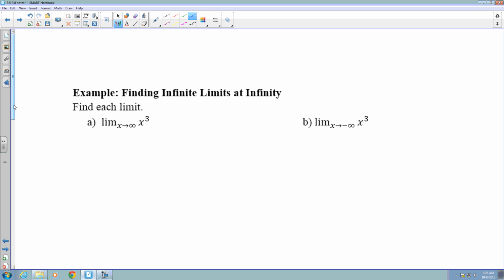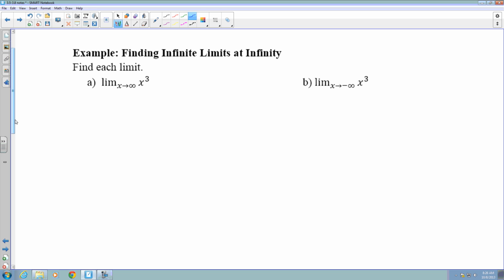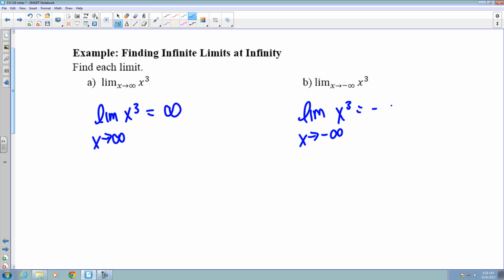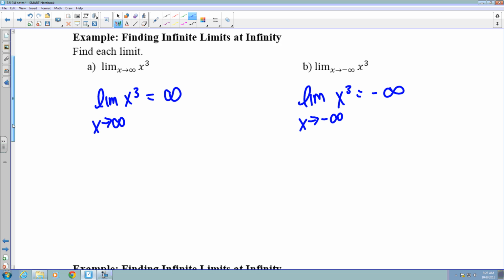So if we're taking the limit as x approaches infinity of x cubed, because we know that x cubed increases without bound, then we know that the limit as x approaches infinity of that function is infinity, in fact. And then negative infinity, if we're thinking about the end behavior of that graph, it decreases without bound in the negative infinity direction, so the limit as x approaches negative infinity of x cubed is indeed negative infinity. And you're going to know that just from end behavior knowledge.